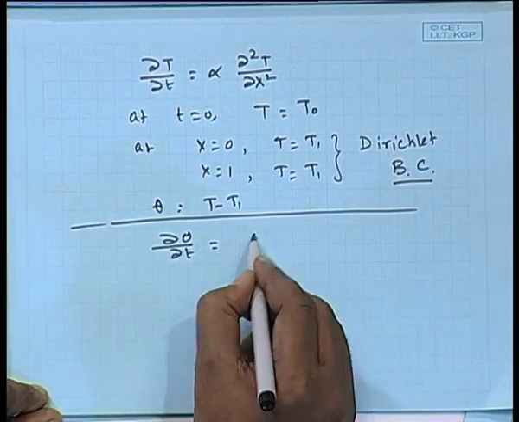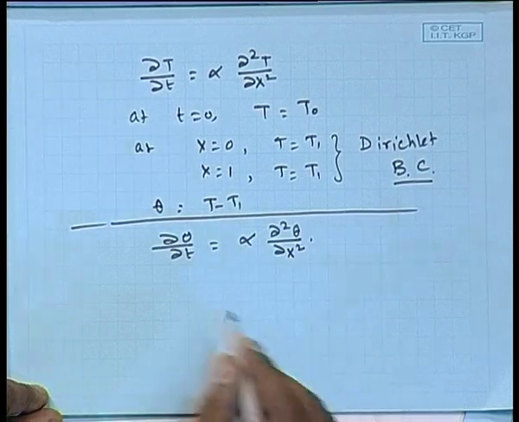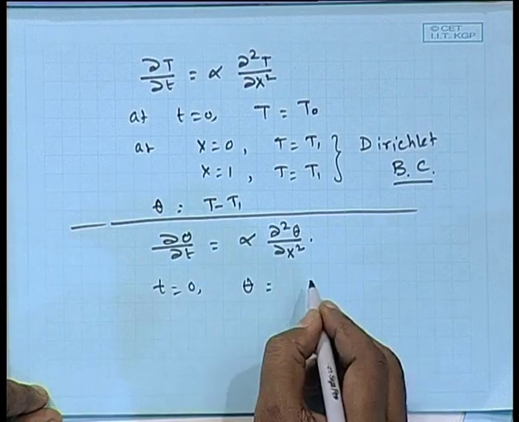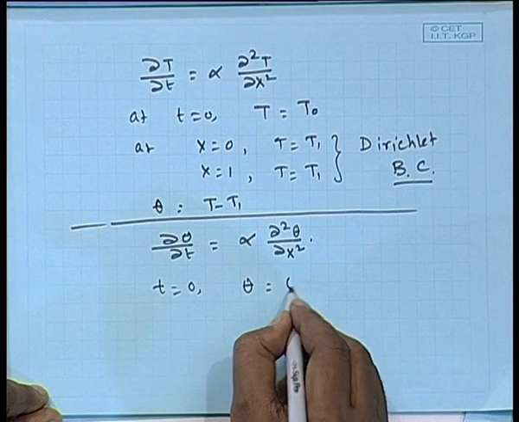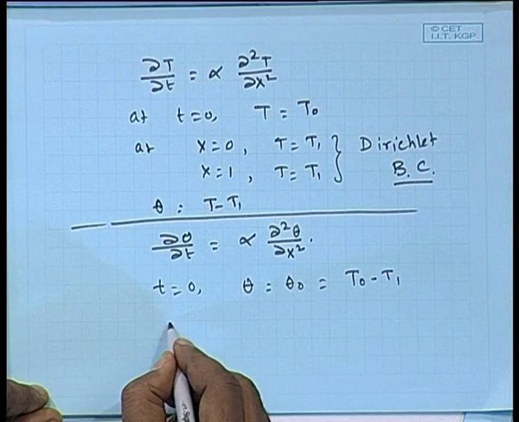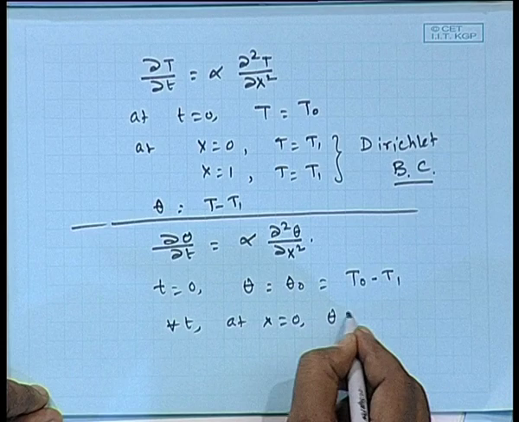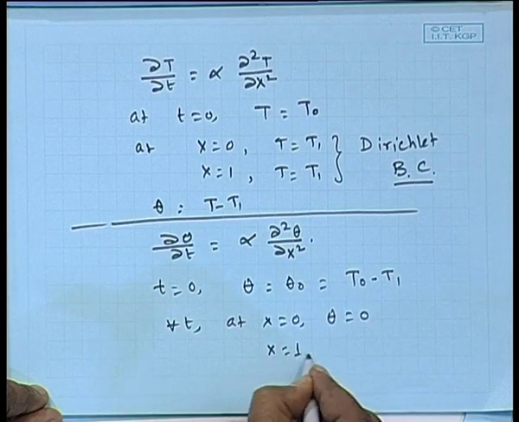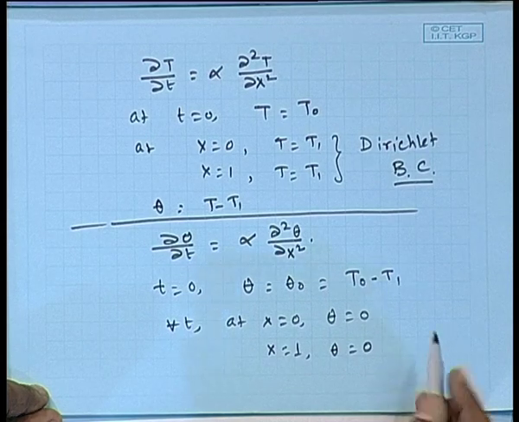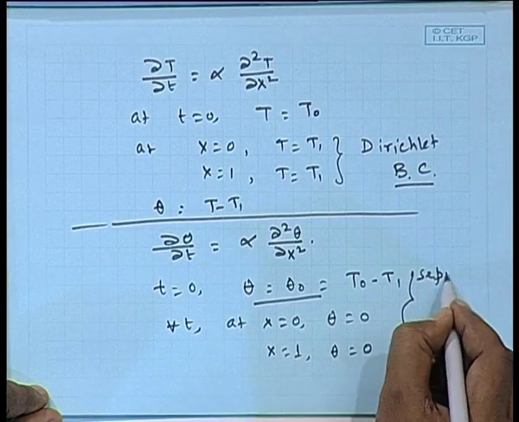Del theta del t is alpha del square theta del x square. At t equal to 0, theta becomes, let us say, theta 0, that is nothing but T0 minus T1, for any x. At x equal to 0, theta is equal to 0, and at x equal to 1, theta is equal to 0. Okay. So, this is basically a standard separation of variables problem.